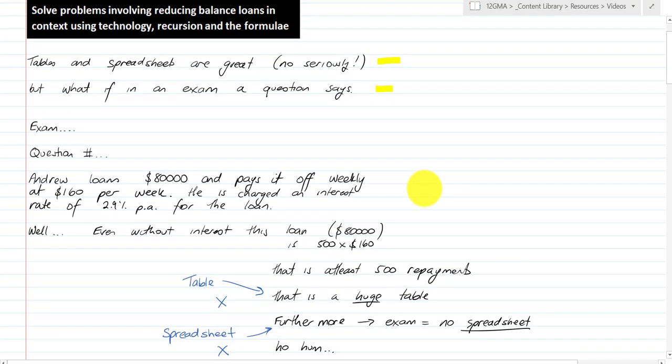Andrew loans $80,000 and pays it off weekly at $160 per week. He's charged interest of 2.9% per annum for the loan. Well, even without interest, this loan is 500 times $160. Now it is per week, so that's only 10 years, but it's still a massive table. 500 rows in a table at least. That doesn't even include interest, so it's going to be more than that, maybe 550, maybe 600.